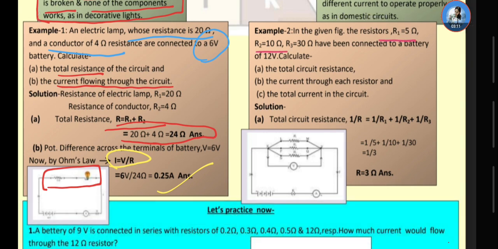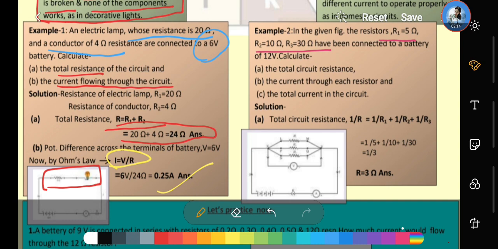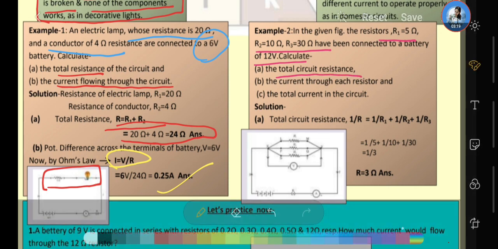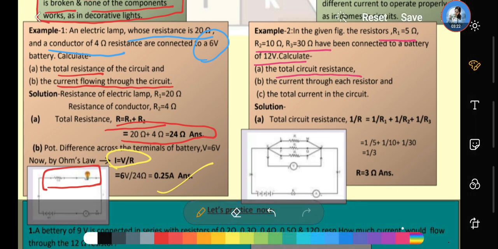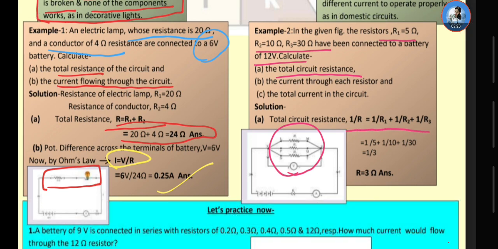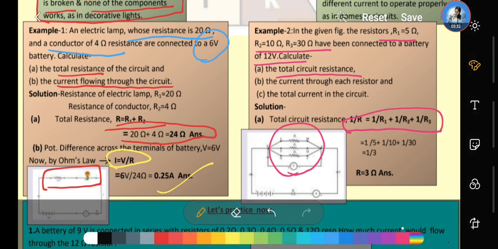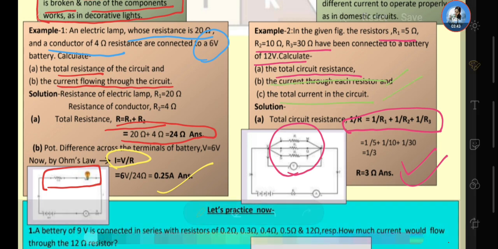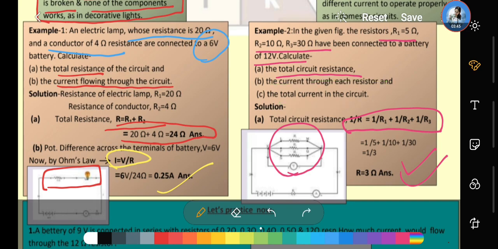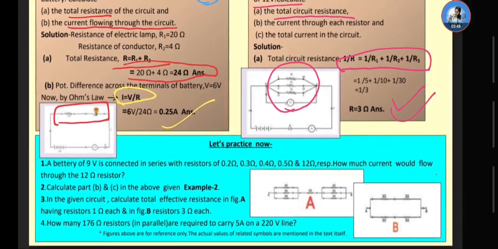Here you have three resistors, 5 ohm, 10 ohm and 30 ohm, connected to a battery of 12 volt. We have to calculate the total resistance. If you observe the circuit diagram, student, you will find that all three resistances are in a parallel combination. And what is the formula of parallel combination? 1 by R1, 1 by R2 and 1 by R3. So total resistance here is 3 ohm. And what about the second and third part? We will calculate the second and third part in our exercise question. Got it? Let's move to our exercise, students.